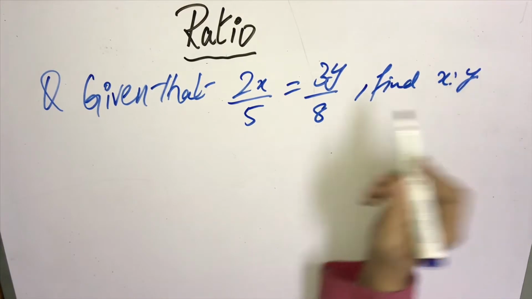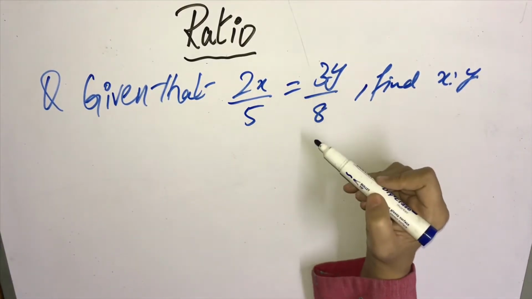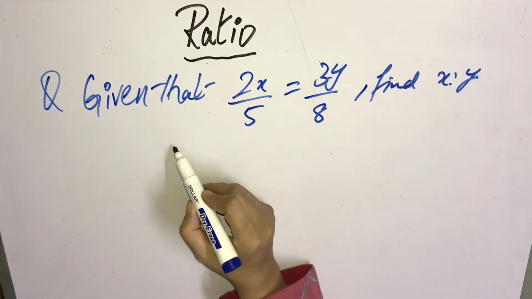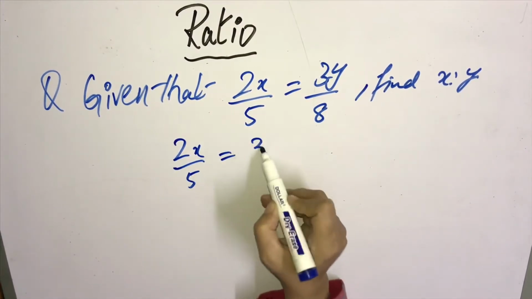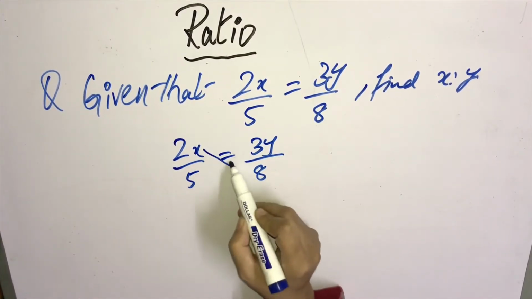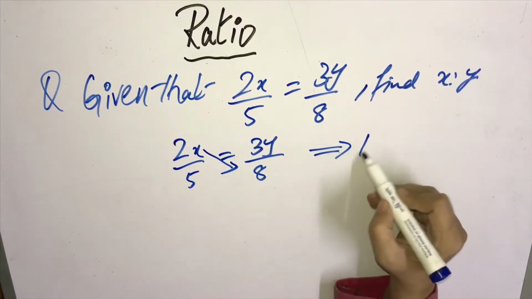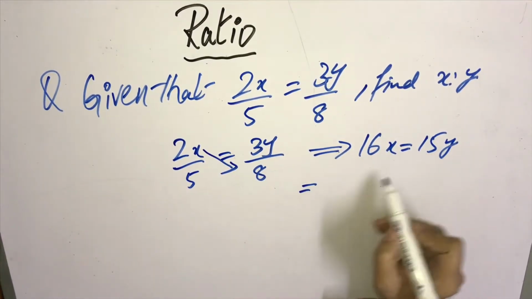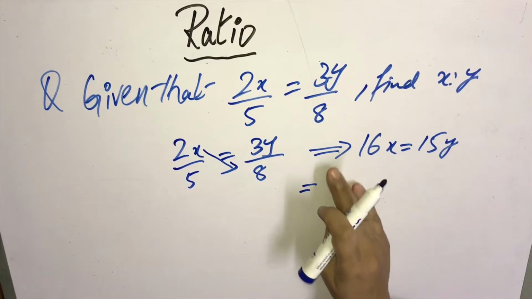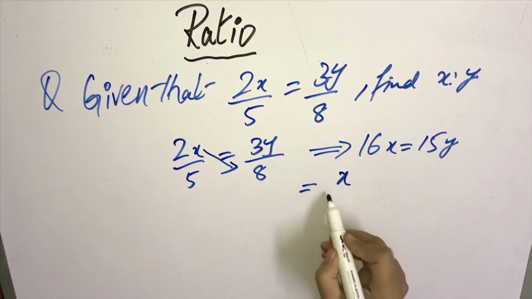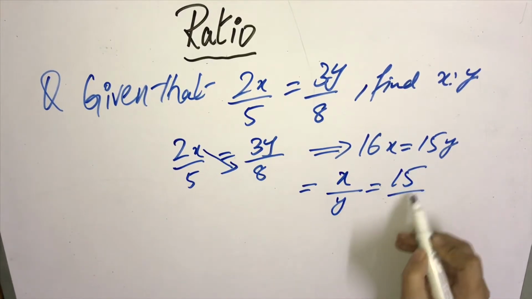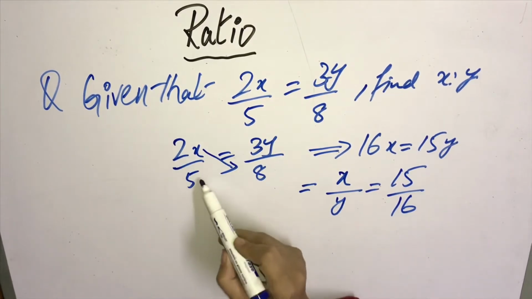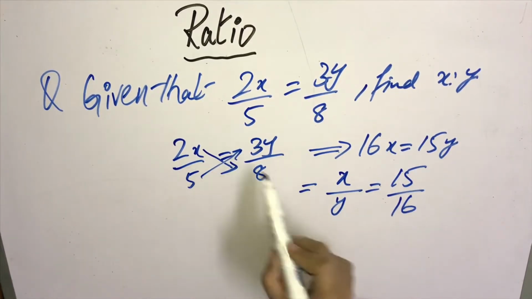Another type of question is, given that 2x over 5 equals 3y over 8, we have to find x ratio y. What I will do, I will again cross multiply them. The easiest possible method is, I shall find 16x equals 15y. Then I shall take this y below x over y, and I shall take this 16 below 15. What I have done, I have multiplied this 8 with 2x and this 5 with 3y. I have removed the fraction.